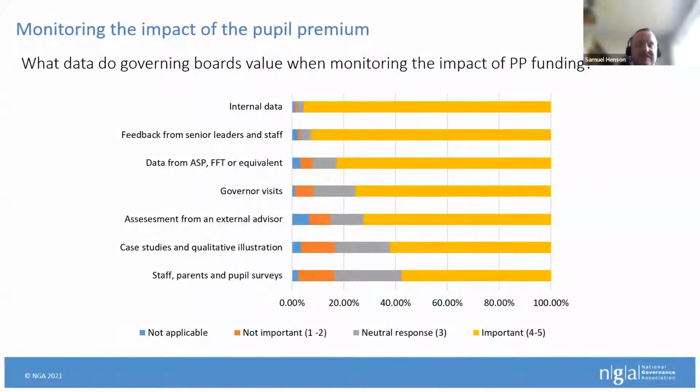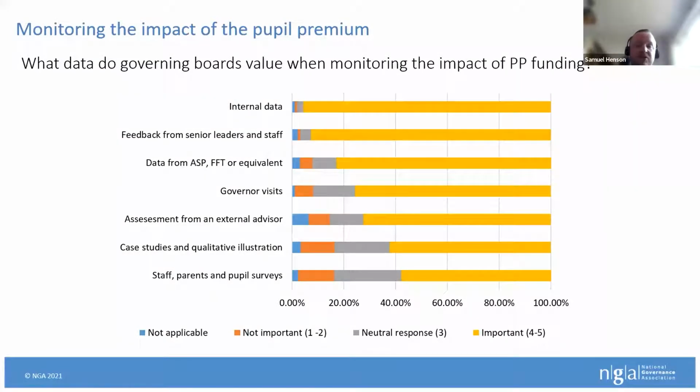And then this slide here, a similar slide, shows you the data that governing boards value when they're monitoring the impact of Pupil Premium. And just on monitoring the impact, I think it's worth saying that parental engagement will become more important than ever, both in terms of understanding the impact on community and the impact on individuals, and getting that local intelligence, particularly as we move into this post COVID era.